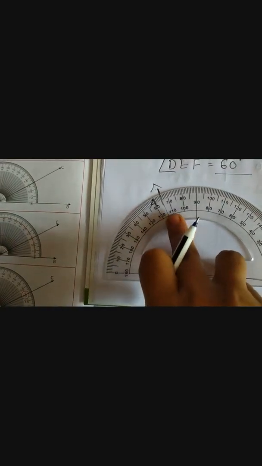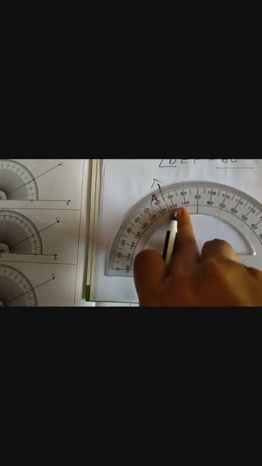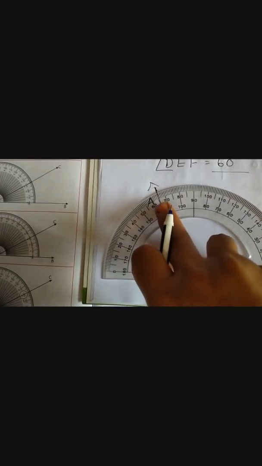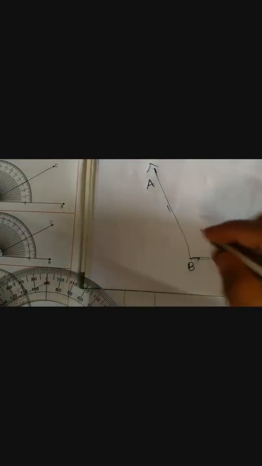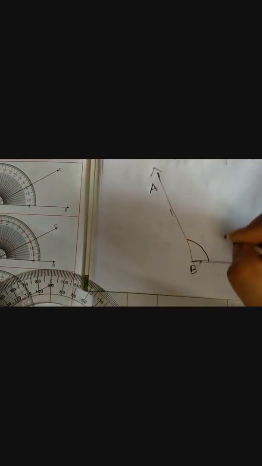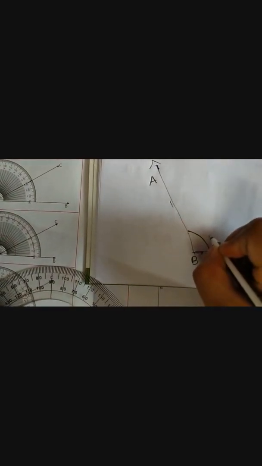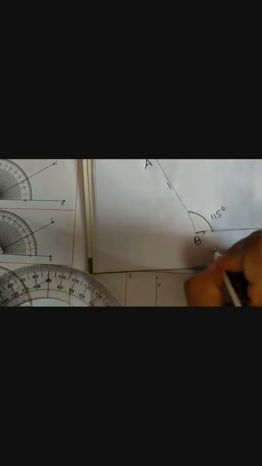This is 150. This is the inner portion. We have to count it: 10, 20, 30, 40, 50. So 150. So here we have to write angle ABC is equal to 150. So this one is a B1 question.